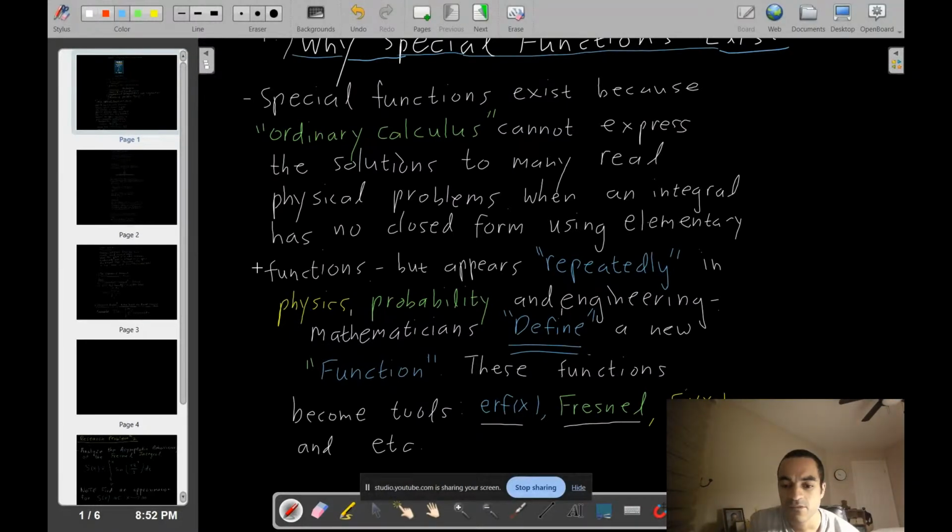Quite often, experts in the field have to define a new function. So math experts usually have to define a new function when dealing with situations like this.